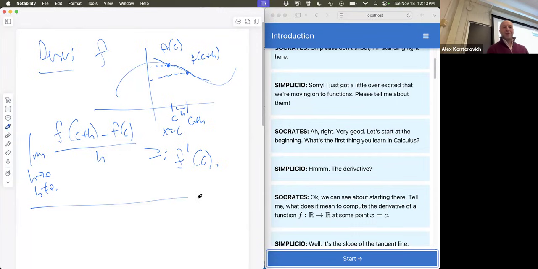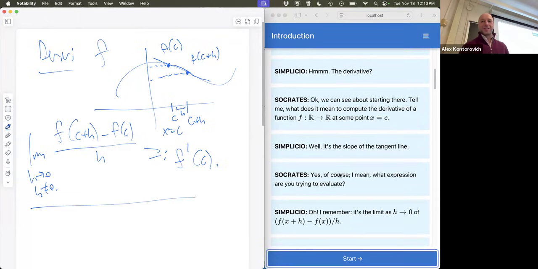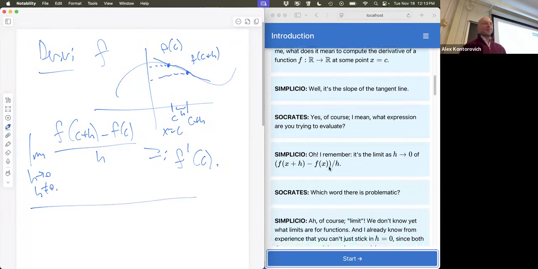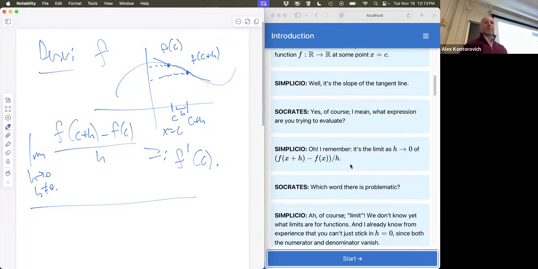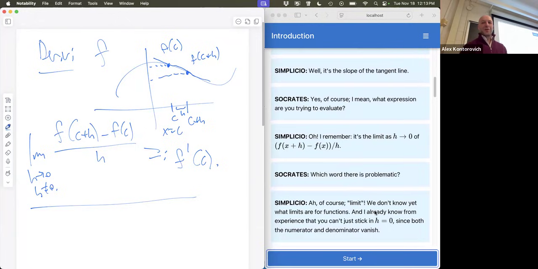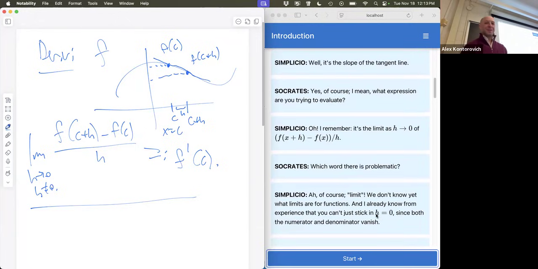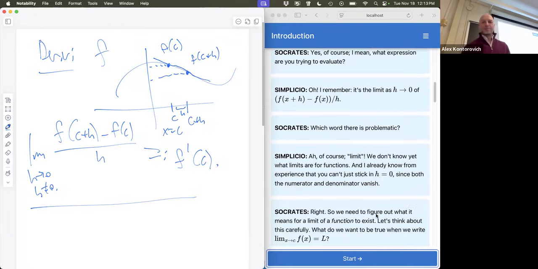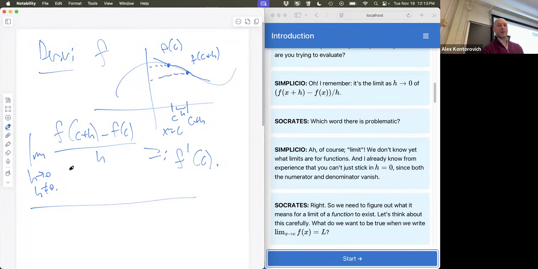Great. So it's the slope of the tangent line. What's the expression? It's f of x plus h minus f of x over h. Okay, what word there is problematic? Limit. What the heck is a limit? Okay, we don't know what a limit is. You can't just stick in h equals 0. So what's a limit? We need to figure out what this thing means, now that we're serious about it.